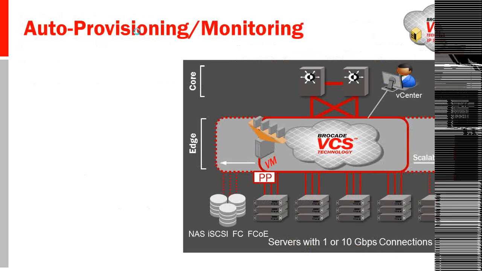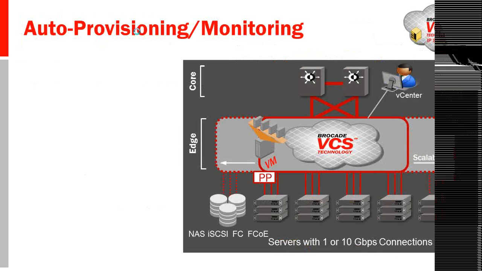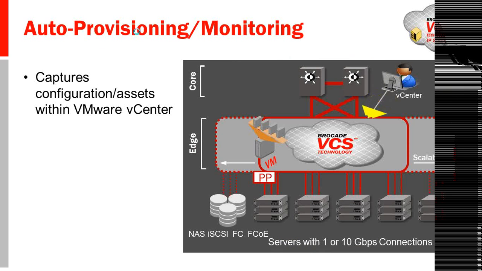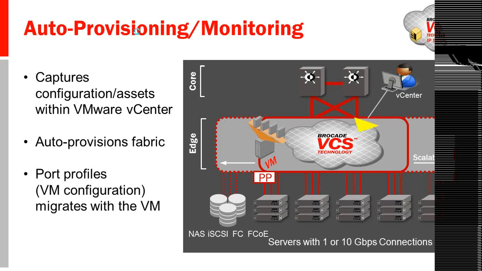So auto provisioning, I talked ahead really and already mentioned some of the facilities that you'll see in the slide here. Let's just build the slide. So yeah, we can capture that configuration information from VMware, from vCenter, and then auto provision the fabric. What we have are port profiles. We normally call this AMPP, automatic port profile.